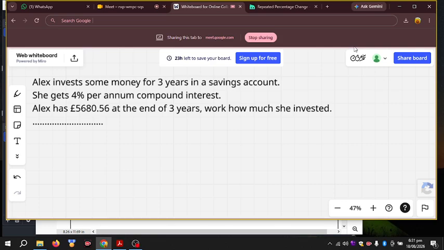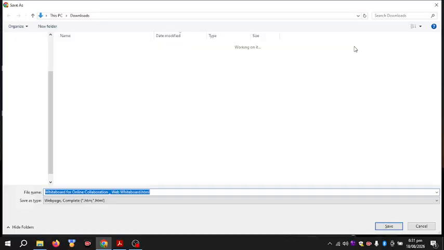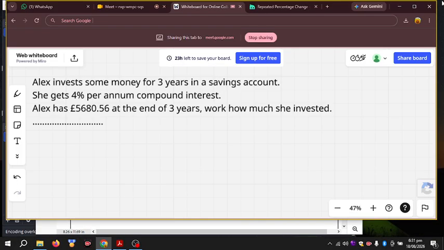Alright, so the question is, Alex invests some money for 3 years in a savings account. She gets 4% per annum compound interest, and Alex has £5,680.56 at the end of 3 years. Work out how much she invested.